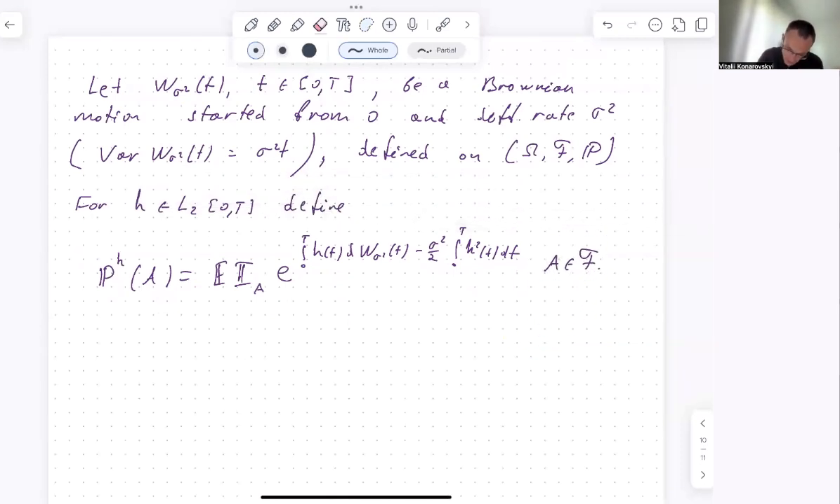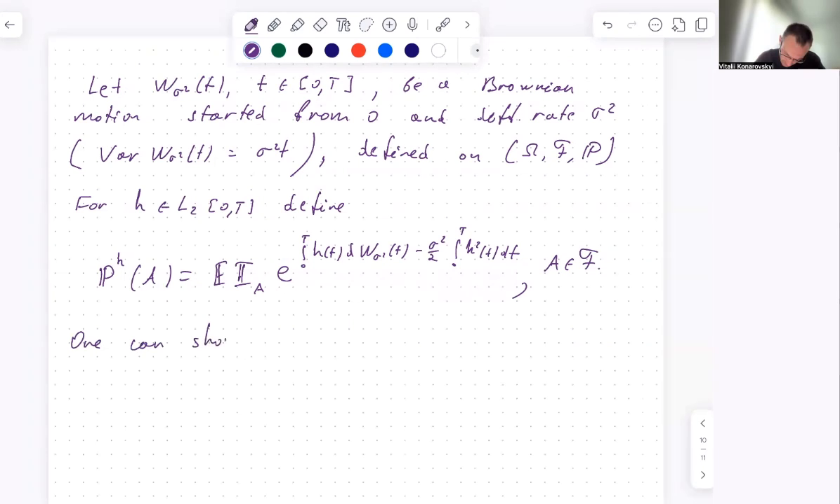You can indeed show that this is a probability measure, one can show that P_h of omega is equal to 1. For instance, you can use the Ito formula to show that. But the Cameron-Martin formula says the following. I formulate that as a proposition.